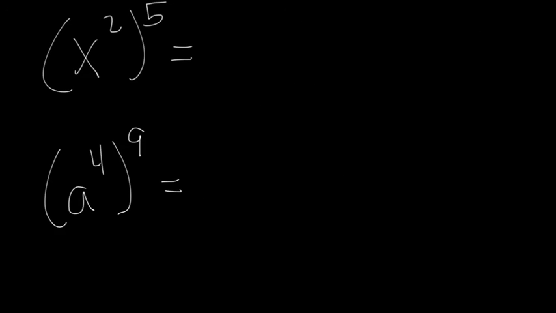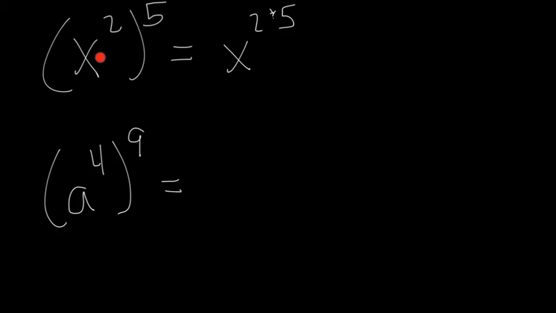Still confused? Let's try a couple of more simplified ones here. Here we have x squared to the 5th power. That's the first question here. To do this, we are going to multiply those exponents to simplify, which will get rid of the parentheses. So this will become x to the 2 times 5, which makes sense because we're talking about x times x.